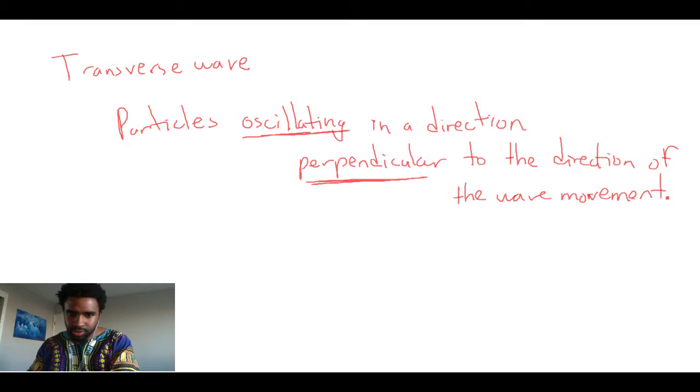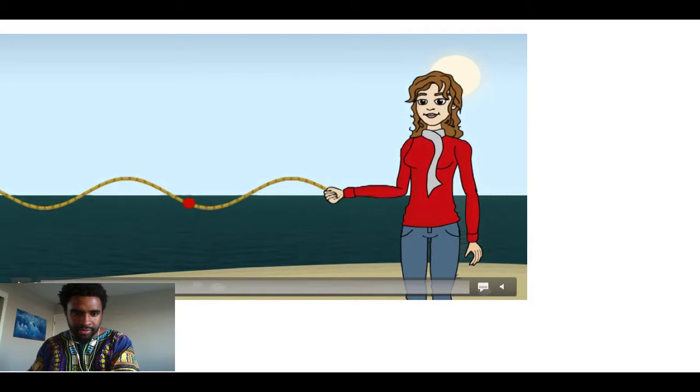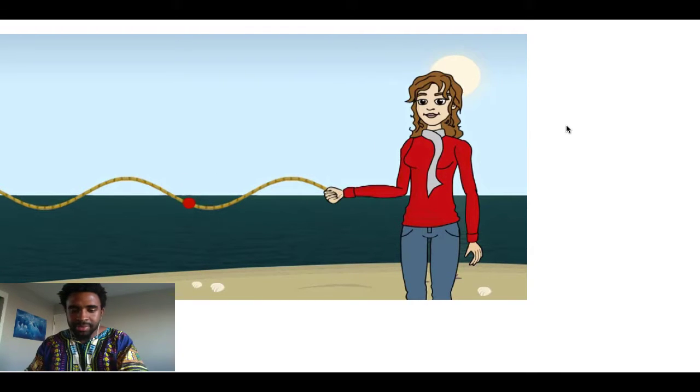And to do that, I will show you a quick video. Here is a human being, let's call her Jane. She is creating this rope wave, and she has very conveniently singled out one particular part of the rope, this red bit. And so this is a particle. And what she's going to show us is that the movement of this particle is going to be perpendicular. Perpendicular simply means at right angles.